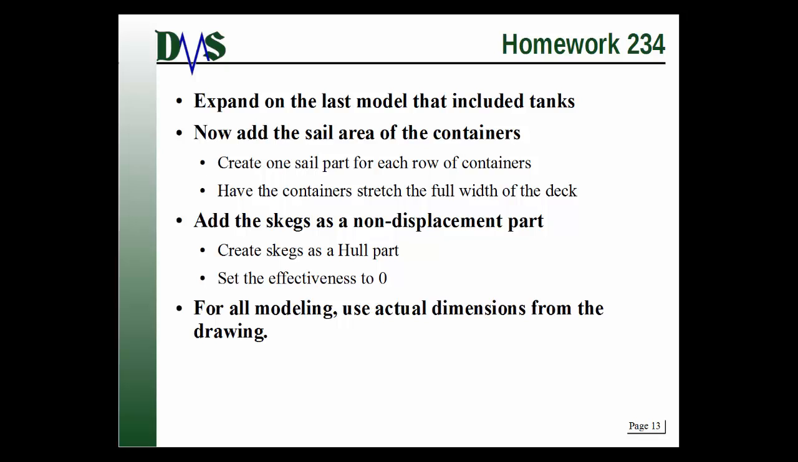And then you're also going to add in the skegs to the bottom as a non-displacement part. These are free flooding skegs. Now, how do you do that? Well, again, you're going to first create the geometry of the skegs in Rhino, and then you're going to attach them as a hull part. But here's the key part. Once you've attached it, change the properties, set the effectiveness of the skeg to 0. Effectiveness is the key word. And for all of this modeling, use the actual dimensions from that drawing.